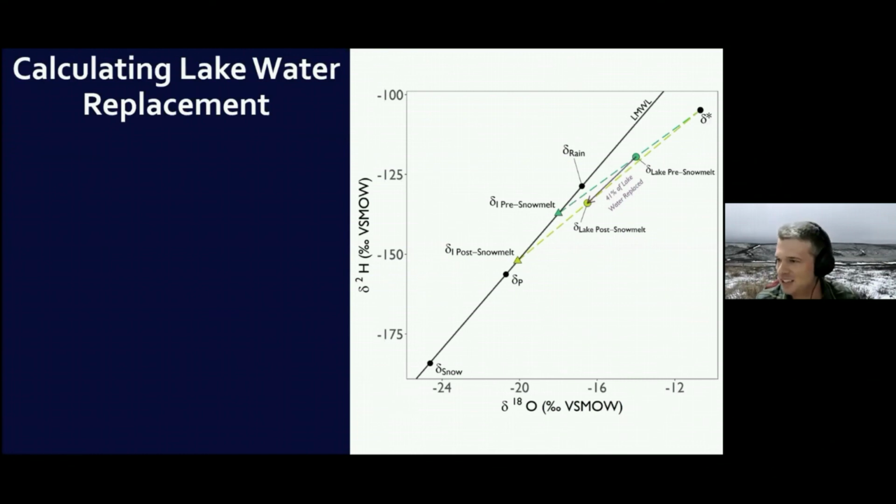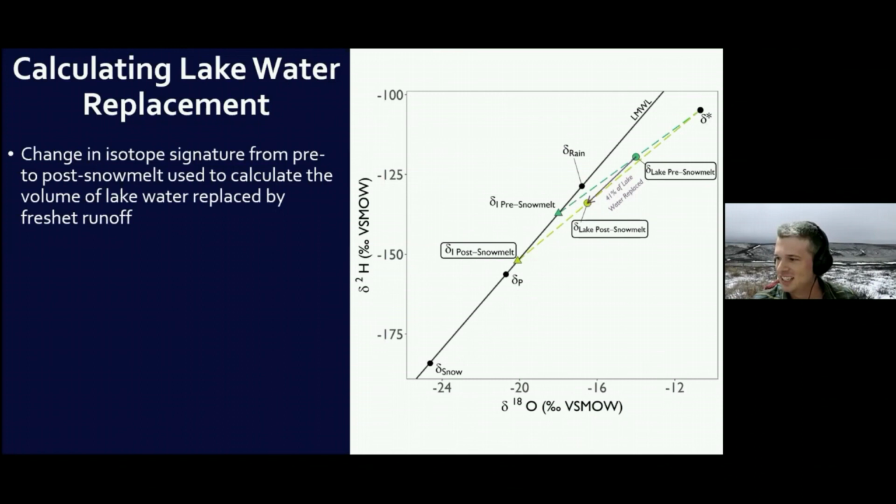So how do we calculate the amount of lake water that's been replaced just using isotopes? On this graph on the right, you may not be familiar with, we have our oxygen 18 isotope on the x-axis and the hydrogen, or the deuterium, isotope on the y-axis. We don't need to worry so much about the numbers. We're just going to be looking at relative changes in these two isotopes as they pertain to the lake samples.